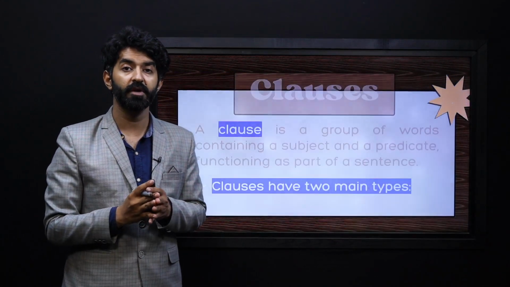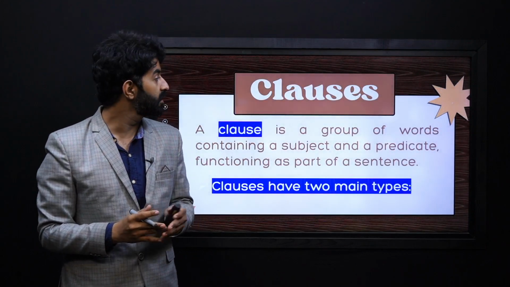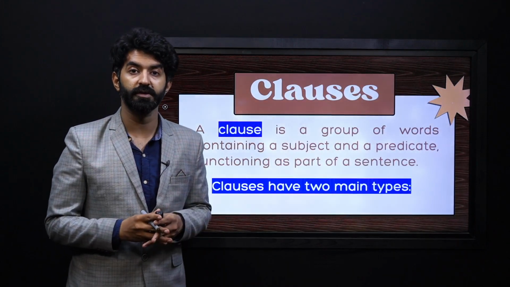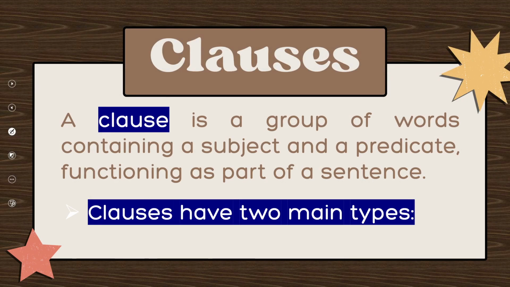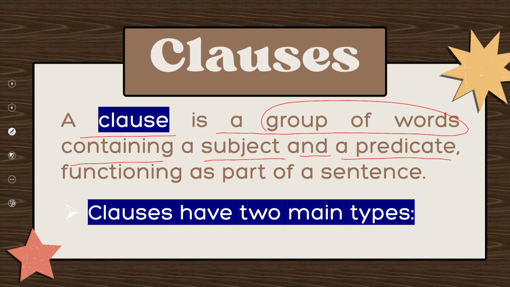Now, we have learned about different types of phrases. Let's talk about clauses now. Let's read the definition. A clause is a group of words containing a subject and a predicate, functioning as part of a sentence.